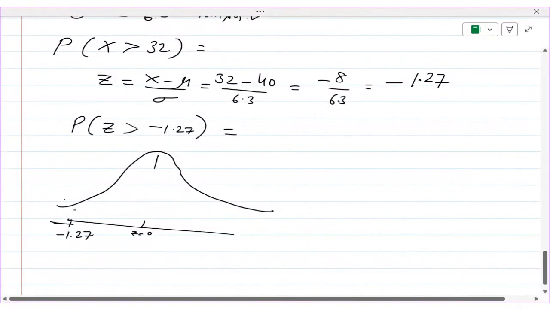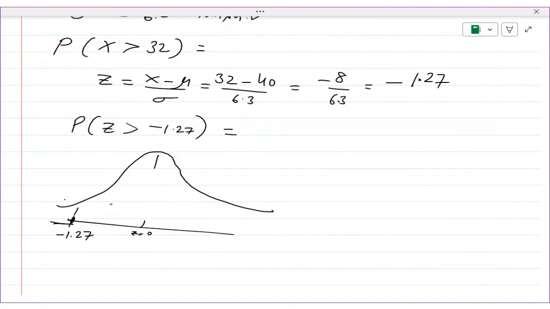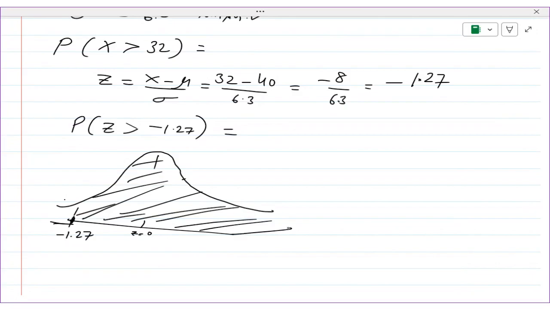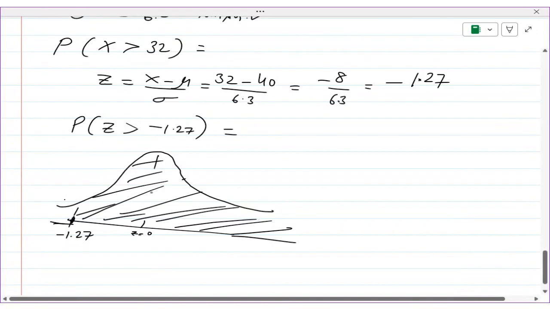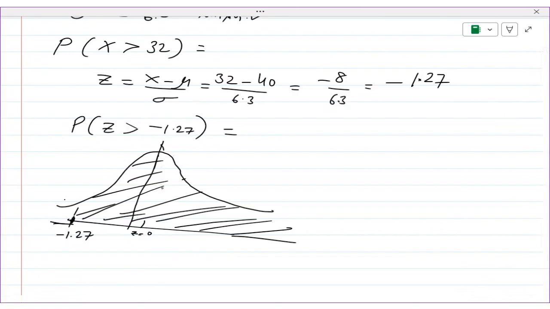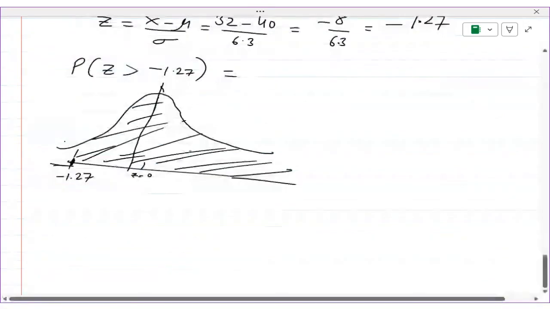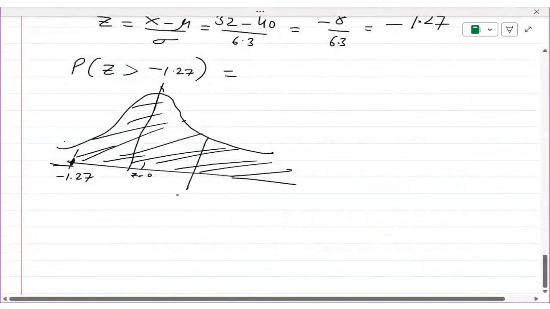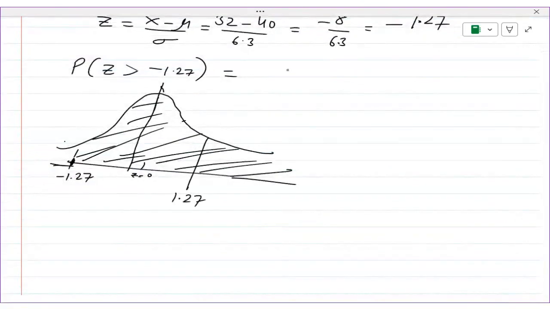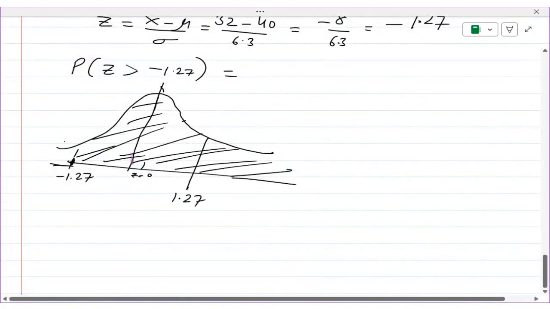And you have to find z bigger than minus 1.2. Bigger means this side whole you have to find. Okay. So either you will be given this directly in the exam, or again multiple things can happen. So you may be given between 0 and 1.27.